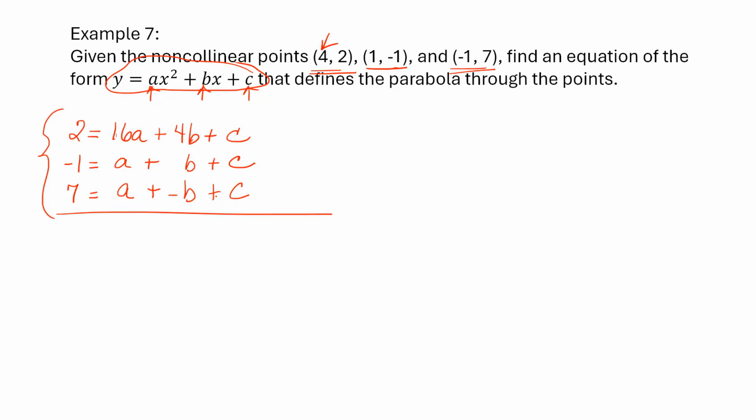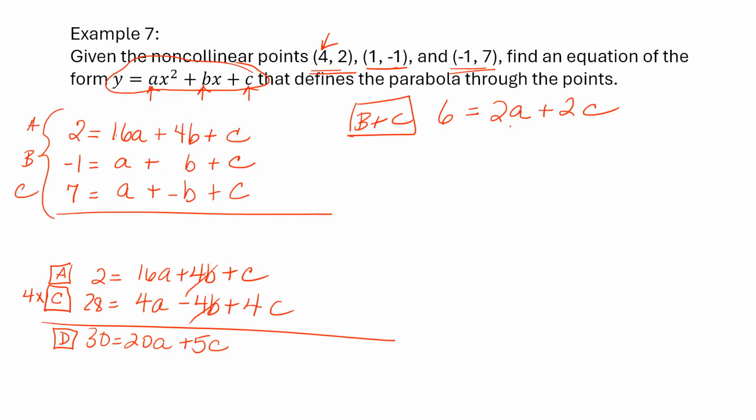So we can easily eliminate the b's by just adding the second 2 equations. So we'll call these a, b, and c. And I'm just going to add equation b to equation c. And when I do that, I will get 6 on the left side, 2a, the b's cancel, and I'll have 2c. So that got rid of the b's on that one, and I'll use a and c to get rid of the b again. And I'll bring it over here. All right, so that'd be 30 equals 20a plus 5c.